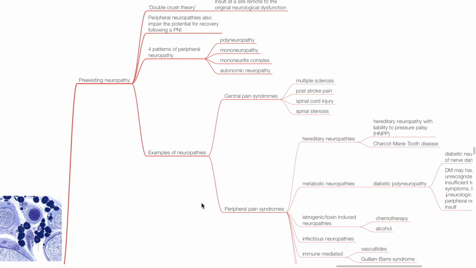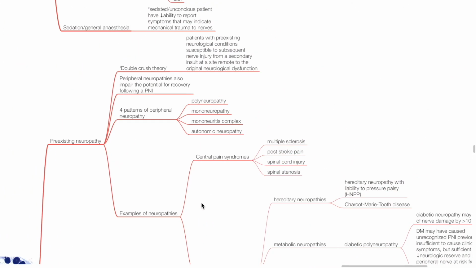Regarding pre-existing neuropathy, the double crush theory states that patients with pre-existing neurological conditions are susceptible to subsequent nerve injury from a secondary insult at a site remote to the original neurological dysfunction. Peripheral neuropathies also impair the potential for recovery following a PNI. 4 patterns of peripheral neuropathy include polyneuropathy, mononeuropathy, mononeuritis complex, and autonomic neuropathy.